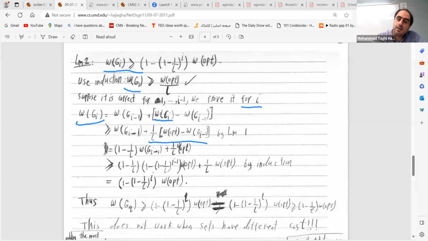This was the lemma, if you remember: W of GI minus 1 minus this is greater than or equal to 1 over L W of opt minus W of GI. Now I will just reorder this one. It would be 1 minus 1 over L W of GI minus 1 plus 1 over L W of opt.